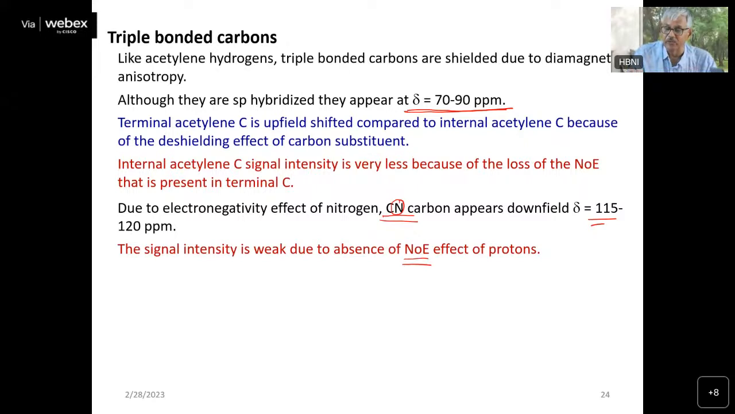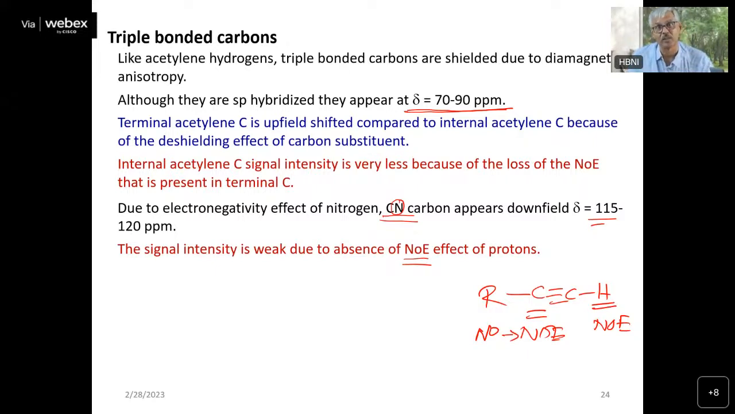But in case of acetylene, you will see the internal carbon comes slightly downfield but with less intensity, because in the terminal acetylene you get the NOE due to this proton, but for the internal one you get no NOE. We'll explain what NOE is later on. So the internal carbon will come around 80 to 90 ppm, and the terminal one comes around 70 to 80 ppm.